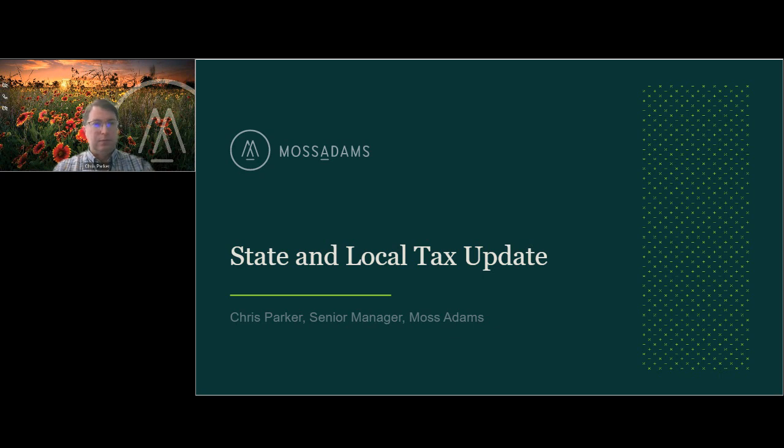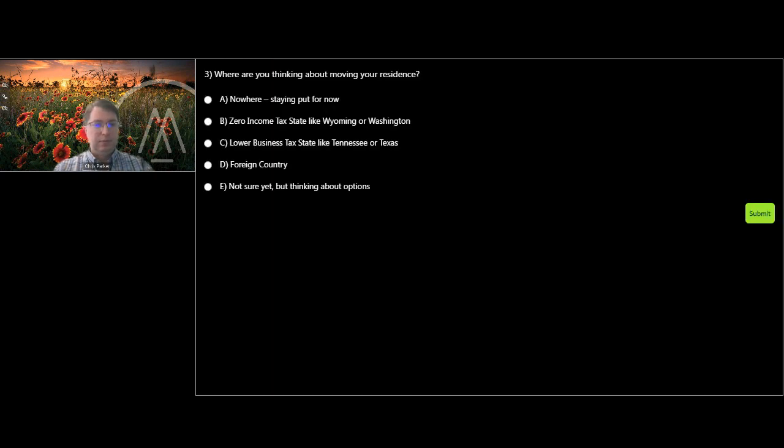All right, so the third question for this session is, where are you thinking about moving your residence? A, nowhere, staying put for now. B, zero income tax state like Wyoming or Washington. C, lower business tax state like Tennessee or Texas. D, foreign country, or E, not sure yet, but thinking about options.